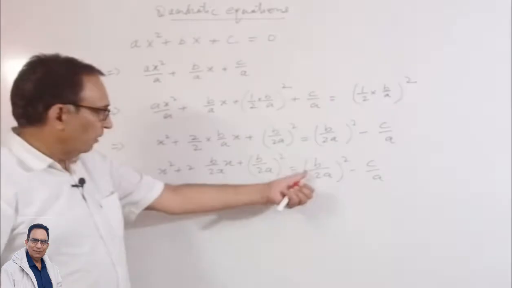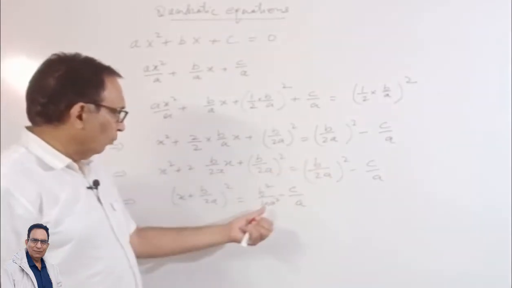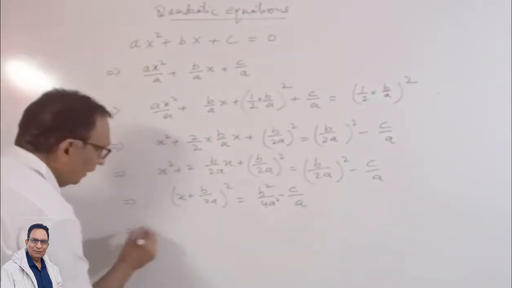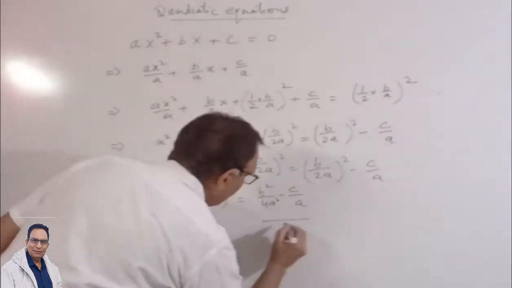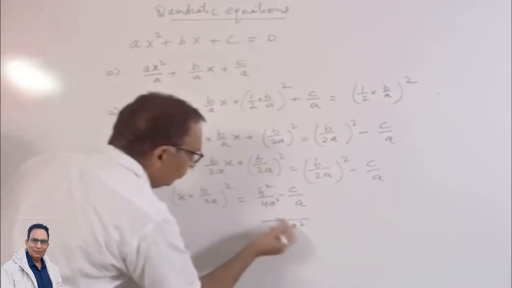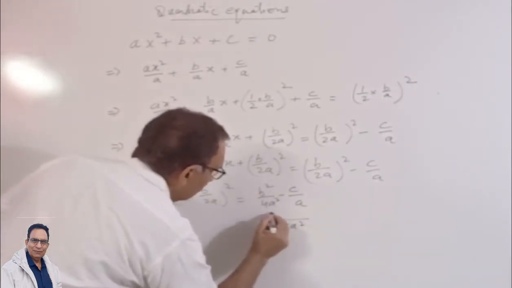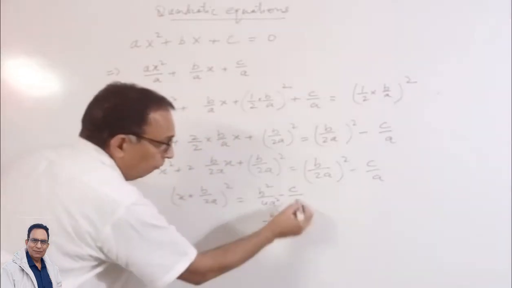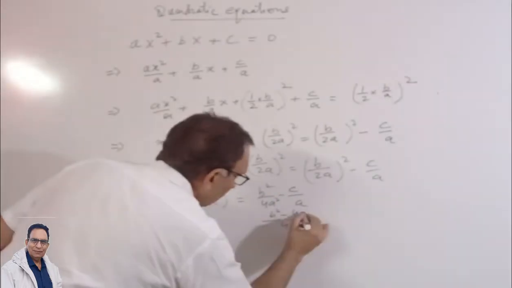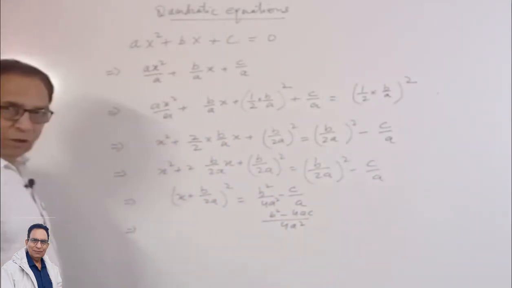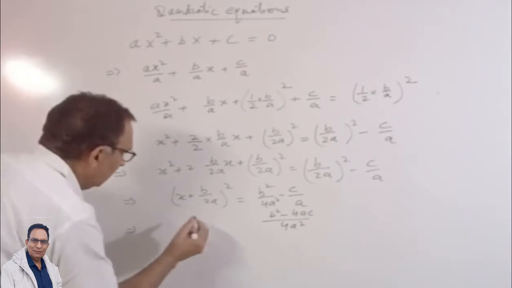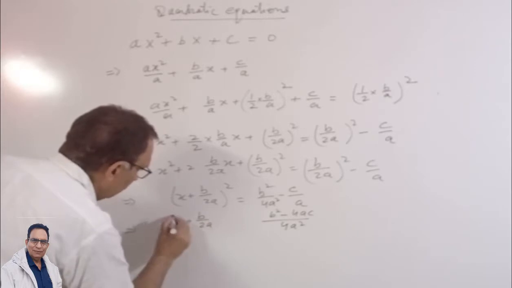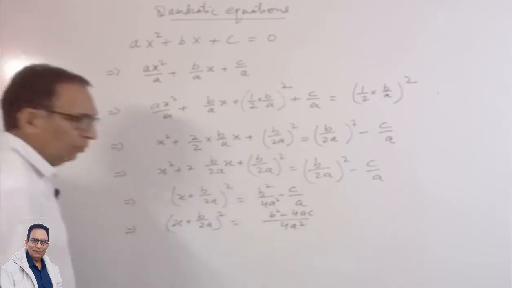Is it not? b square, and square of 2 is 4 and square of a is a square. Take LCM here itself. LCM is 4a square. So 4a square, here you write b square is remaining. Here one a is gone. This is 4a, and 4a multiplied by c is 4ac. I hope it is clear. Write this part as such here: x plus b over 2a whole square is equal to this much.